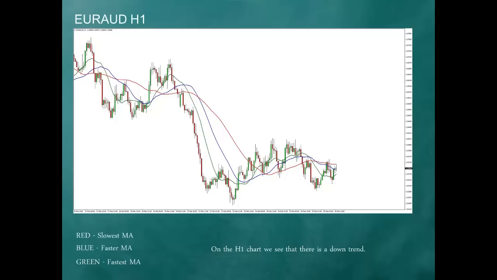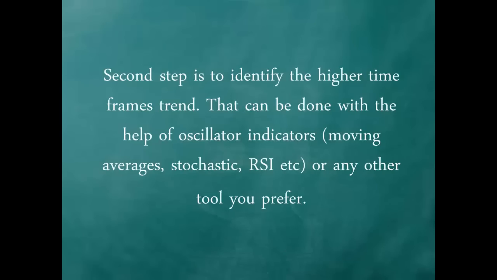I love the fast EMA, which is green in this example, to be something like 6, 7, 8. I love the middle one, the blue one, to be approximately twice bigger, and the red one, which is the biggest, to be twice bigger again. So if you keep these relations, each twice bigger than the one before, let's say 5, 10, 20, just for example, or approximately twice bigger, you will do good. That's pretty much the sizes you have to keep. So you find the direction on the 1 hour chart. Now, the second step is to identify the higher time frame trend. And how do we do that?